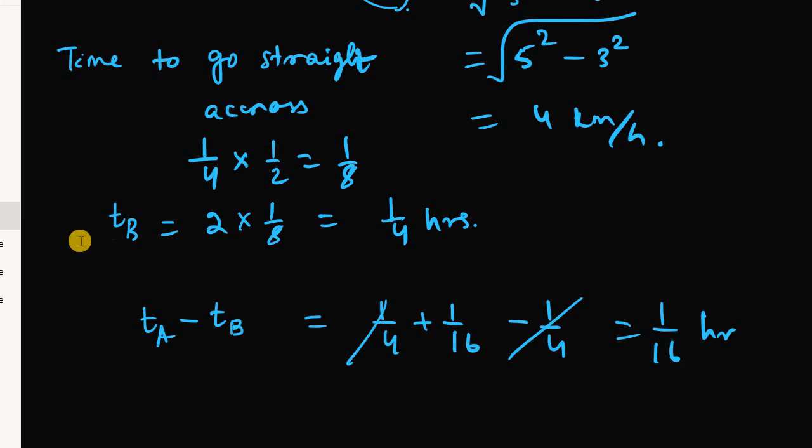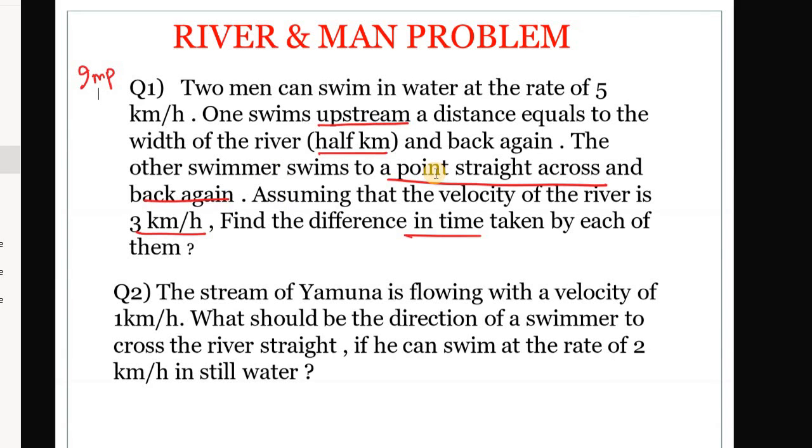So this is the problem in which I have given upstream and downstream, and I have this question for you. The stream of Yamuna is flowing with a velocity of 1 km per hour. What should be the direction of the swimmer to cross the river straight, if he can swim at 2 km per hour in still water? I already showed you how to do it, so you must do it. I am waiting to get an answer from you. If you cannot do it also, it's all fine. Please write to me in the comment section so that we will solve it together.